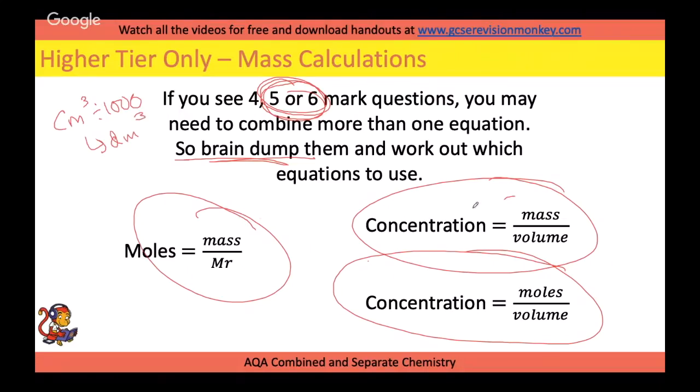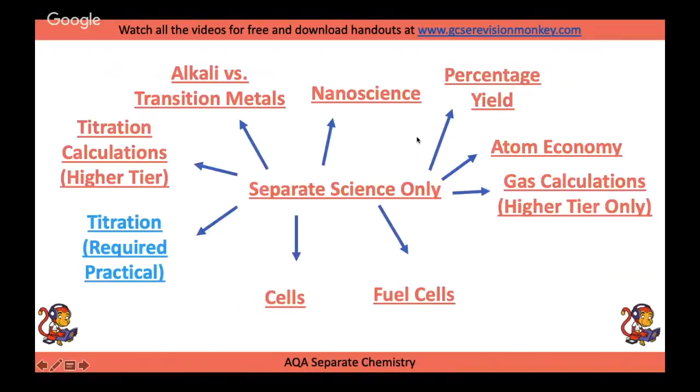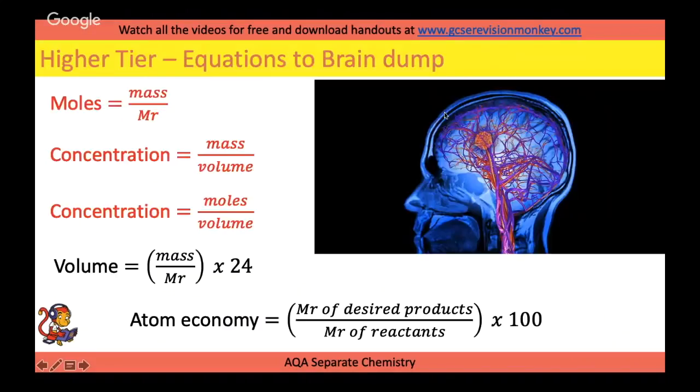For example, let's say you needed to work out concentration by mass over volume. You may well need to work out the mass first by rearranging this and doing moles times MR. Or if you wanted to work out moles over volume, you may well need to do the mass divided by relative formula mass first and then put it into this equation. If you can brace yourself separate, there are a few more things to go through. I will do my best to go through these rapidly in about 15 minutes or so.